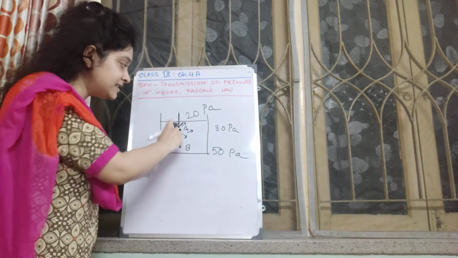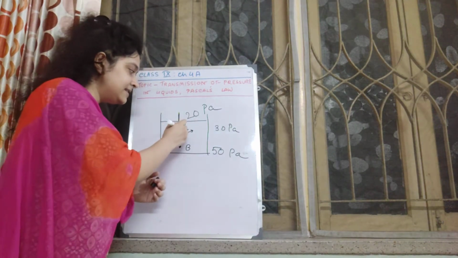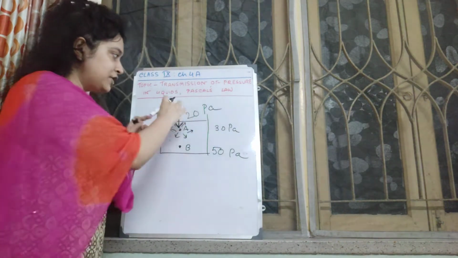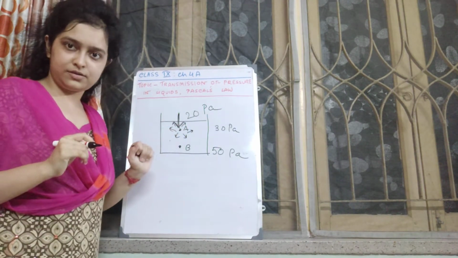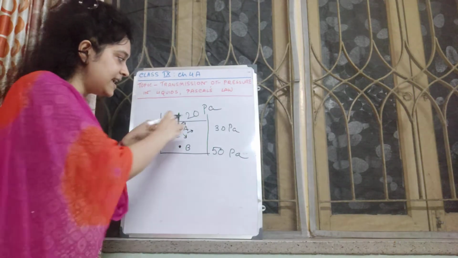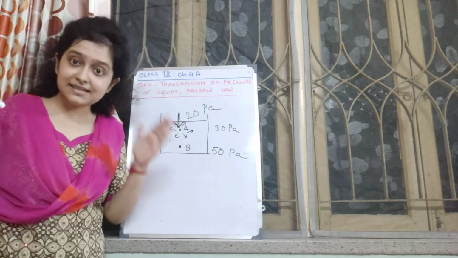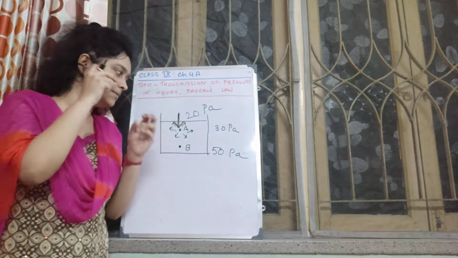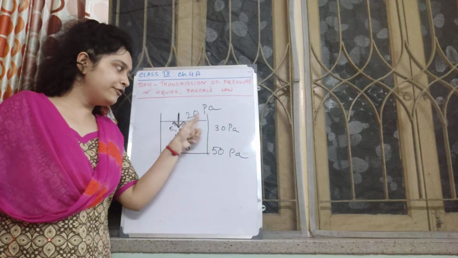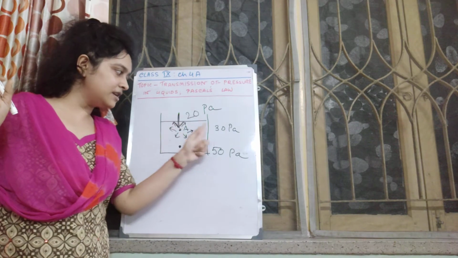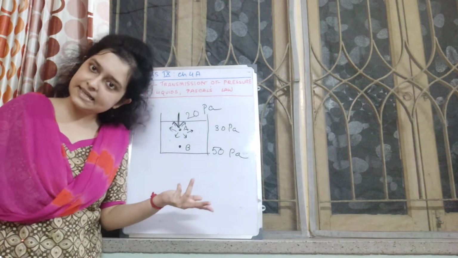Ultimately, the difference in pressure between A and B is the same, isn't it? After you have applied some external pressure of 20 Pascal on A, since the pressure gets equally transmitted in all directions within the liquid, the ultimate difference in pressure between A and B remains the same. Here if you have 50, after applying external pressure, here you will have 70. So ultimately, the difference is 20 Pascal, isn't it?